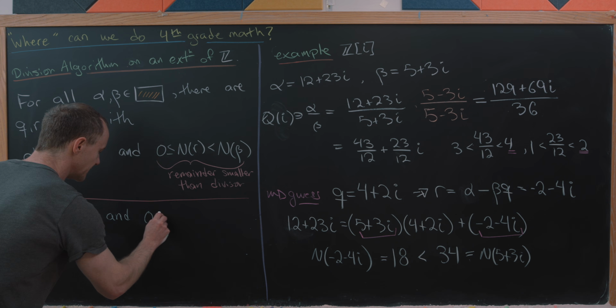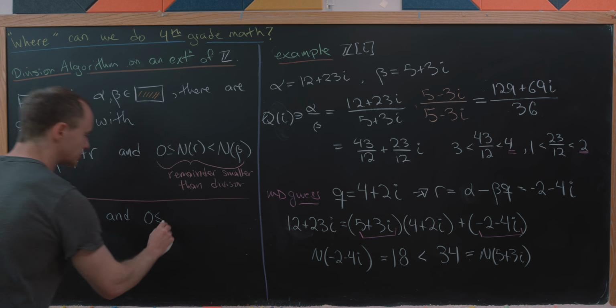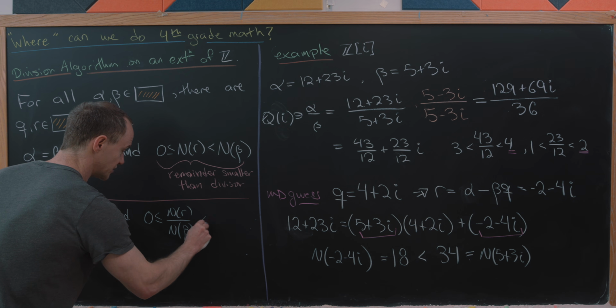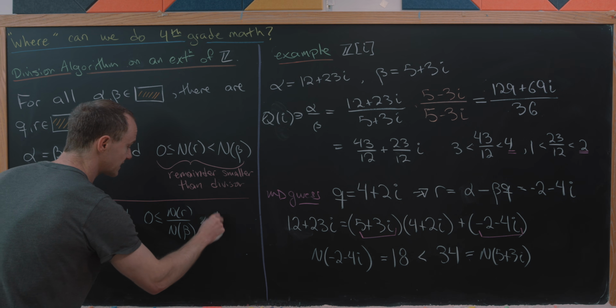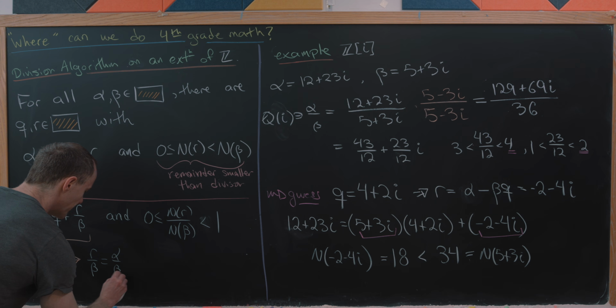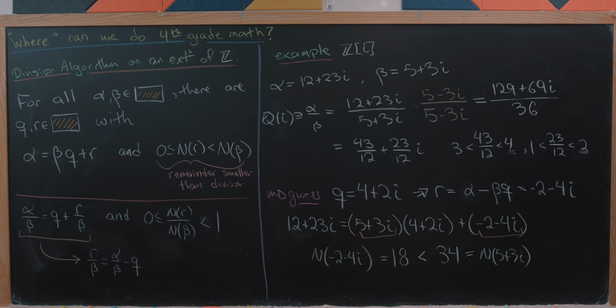And observe that that's going to be 0 is less than or equal to the norm of r over the norm of beta, which in turn is strictly less than 1. But now we can take this equation that we've built inside of the rational complex numbers and rewrite it like this: r over beta is equal to alpha over beta minus q. And so notice that this r over beta is a number whose norm is less than 1.